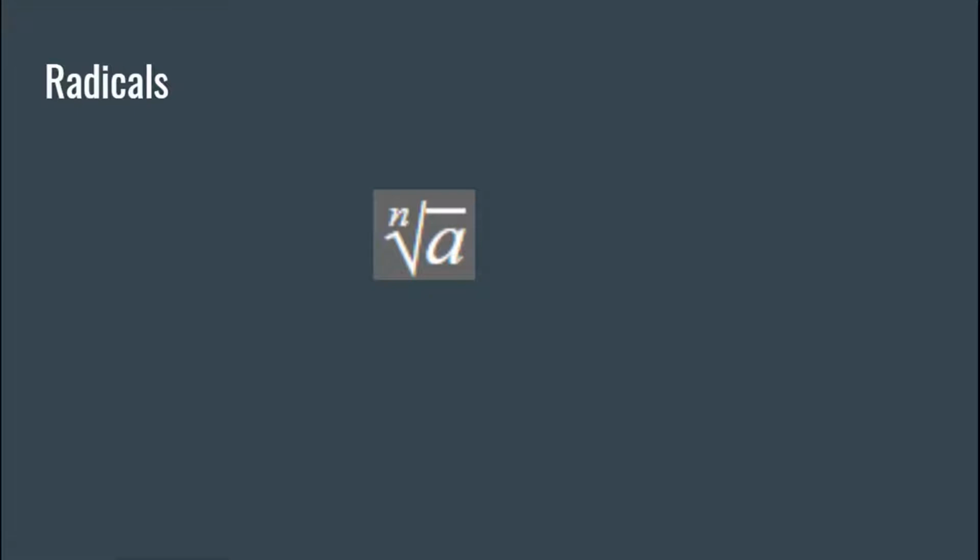Okay, so first off, we got this small n here, which is called the index. That tells you what root you're doing. So if you don't see a number there, it's automatically a 2, and that's where we get the term square root. If it's something else, then it's whatever number that is, root. So if it was a 3, you can either say cube root or third root. If it was a 4, then you'd be doing the fourth root. If it was a 9, you'd be doing the ninth root. So it just depends on what the number is.